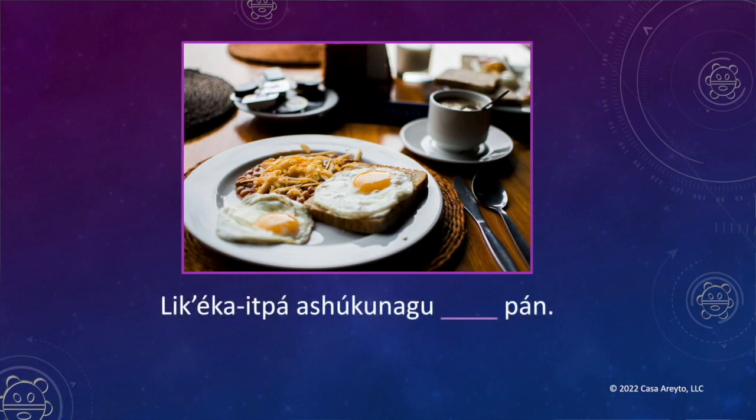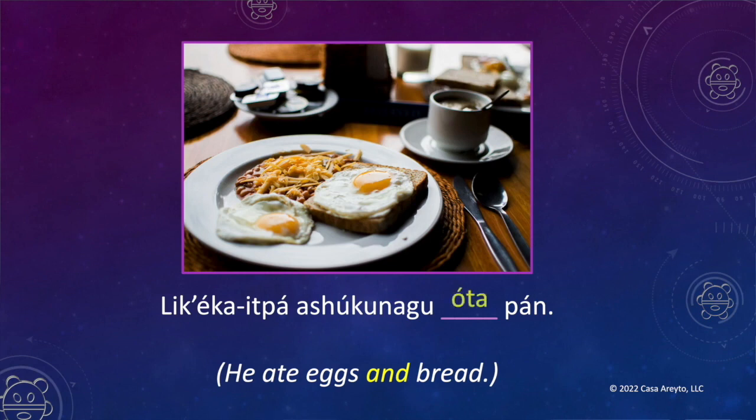You've seen a similar sentence before. He ate eggs and bread. Do you see any context clues, like no or not? No, I don't. So I need to fill in the blank with and. Otta. Now let's read the sentence together. Lik eka itpa ashukunagu otta pan. He ate eggs and bread.